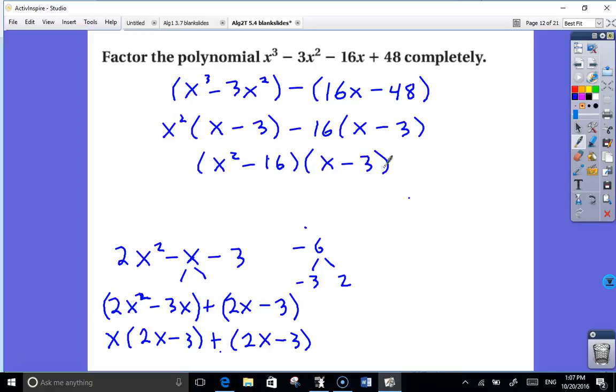Okay, but we're not done, because x squared minus 16, what kind of factoring pattern is that? It's a difference of squares. You've got to keep going. So what will it be?